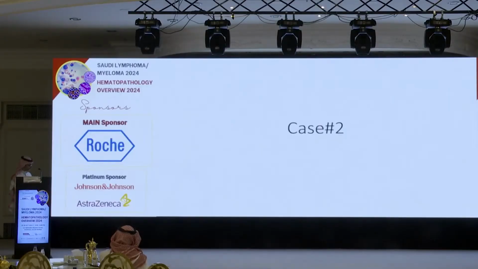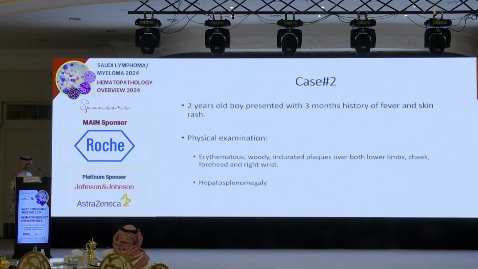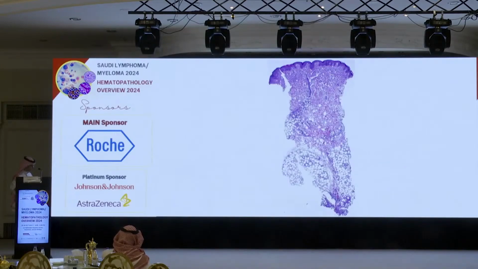So case number 2 is a 2-year-old boy presented with 3-month history of fever, skin rash on examination, erythematous woody indurated plaques over lower limbs and forehead and right wrist. He had hepatosplenomegaly, and this is a skin punch biopsy from the patient.